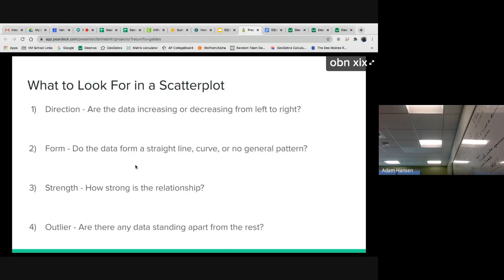Right. How strong is the relationship? Let me look at this scatter plot I drew here. How strong is this relationship? How good is a trend line at describing the data? I draw a little trend line right through the data. Is that a pretty good fit? Yeah. The better the fit, the stronger the relationship, right?